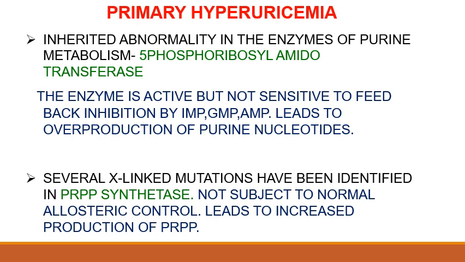and this can lead to overproduction of purine nucleotides. The second enzyme which can be affected is the phosphoribosyl pyrophosphate synthetase, or the PRPP synthetase. Now, certain mutations have been seen which are X-linked, and these have been identified in this enzyme. And because of these mutations, it is not subjected to the normal allosteric control, and this would lead to an increased production of PRPP, which in turn would lead to an increased production of the purine nucleotides, which in turn can result in increased production of uric acid.